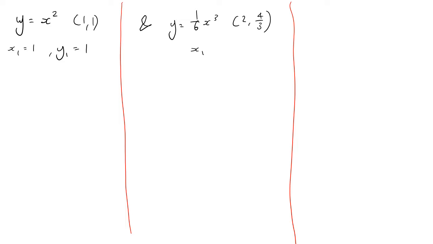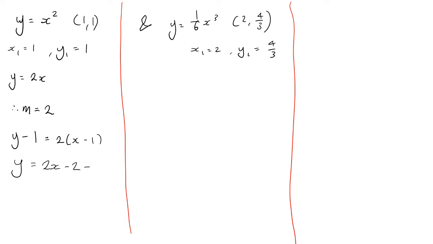And here, our x1 is 2 and y1 is 4 on 3. The derivative of y equals x squared is y equals 2x. And if we substitute x equals 1 into that equation, we find that y equals 2. And therefore, the gradient at point x equals 1 is 2. And therefore, our equation would be y minus 1 equals 2(x minus 1). So y is equal to 2x minus 2 plus 1, and therefore it's 2x minus 1.